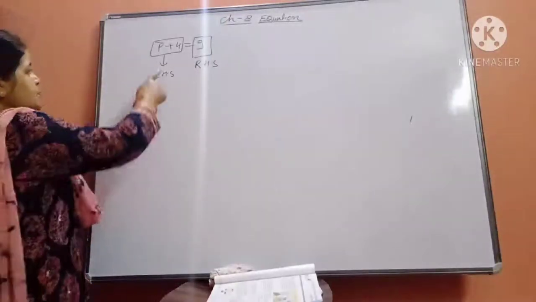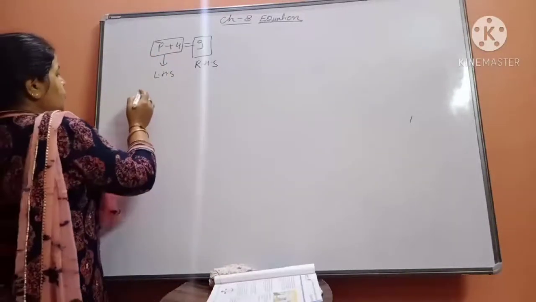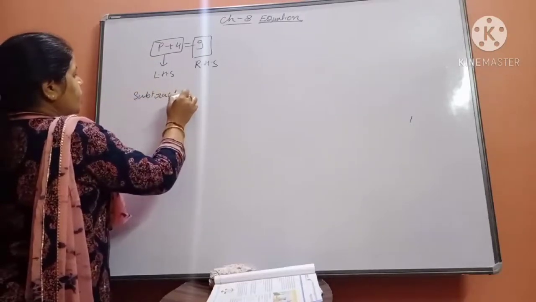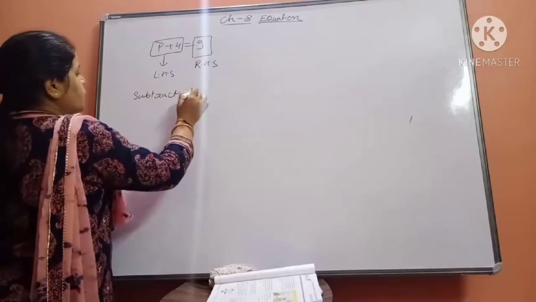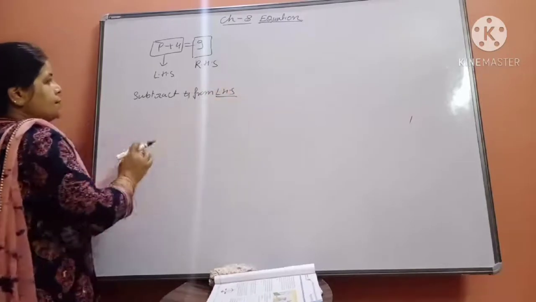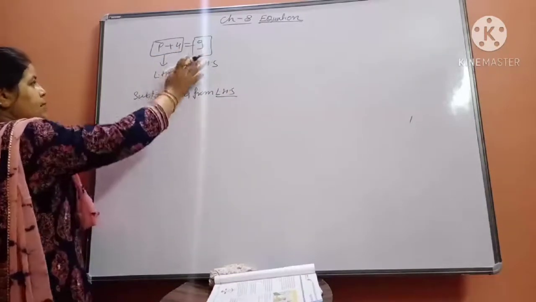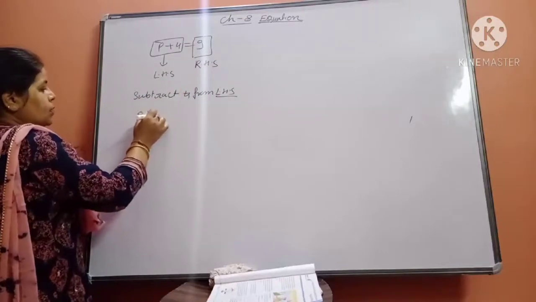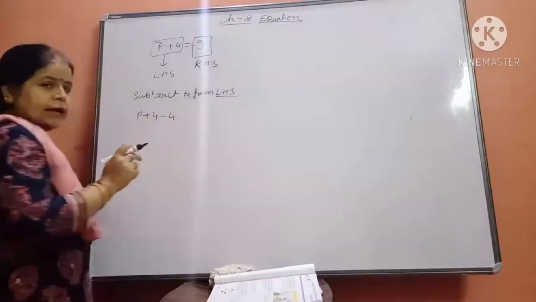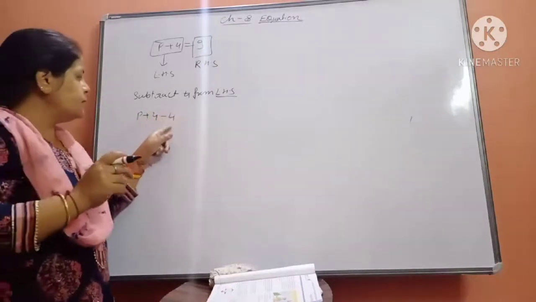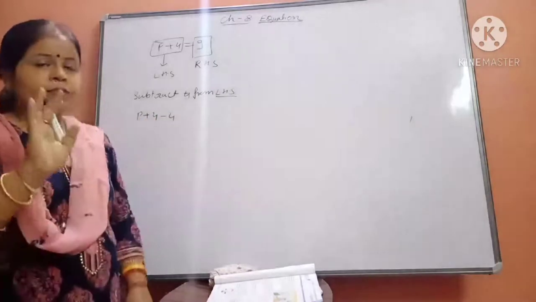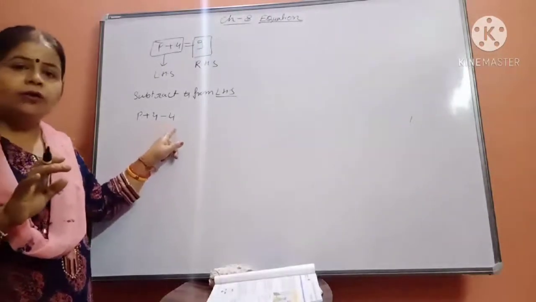See, if plus 4 is there, what will we do? We will subtract 4 from the left hand side. If we subtract 4 on the left hand side, the same will be done on the right hand side. So p plus 4, we do minus 4, so that this 4 can be removed. You know that plus 4 and minus 4 will cancel and there will be no numerical value left on the left hand side.